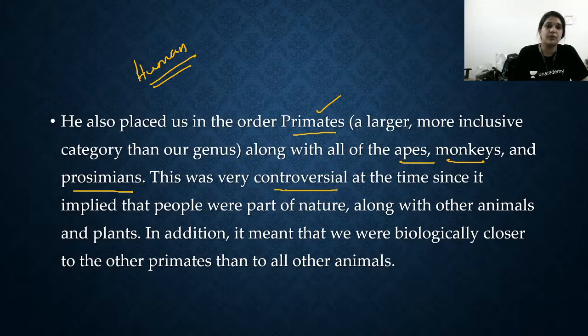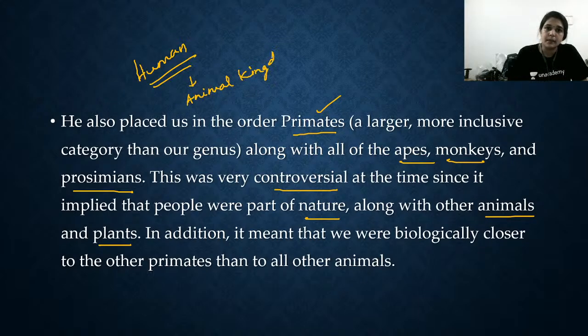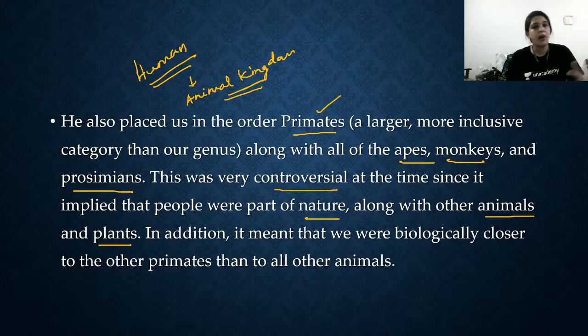When Linnaeus placed us in the order primates, it also became very controversial at times, since it implied that people were part of nature along with other animals and plants. Where are human beings? Human beings are always in the animal kingdom only. But initially it was not accepted by people, and they were not ready to accept themselves to be among plants or animals, because they say that God created human beings specially. But according to the classification of Linnaeus, we come under primates.